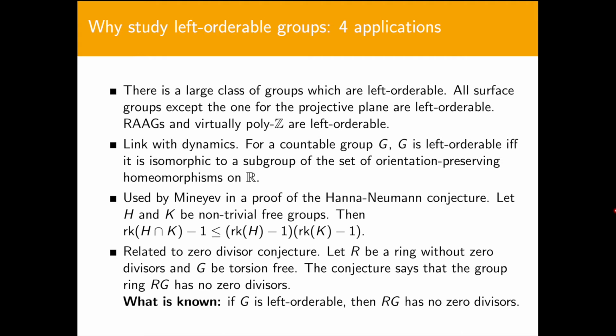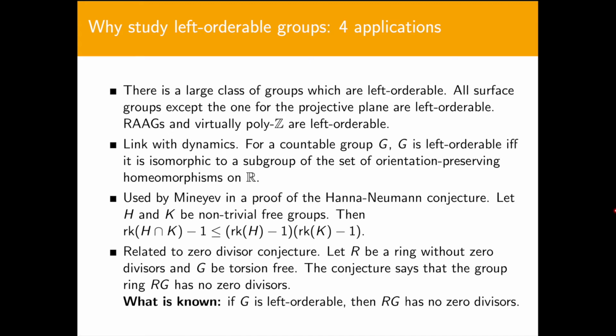First, there's a large class of groups which are left-orderable. For example, all surface groups except the one for the projective plane are left-orderable. RAAGs and virtually poly-Z groups are left-orderable. Second, we have a link with dynamics. A countable group G is left-orderable if and only if it's isomorphic to a subgroup of the orientation-preserving homeomorphisms on R. So if you didn't like the definition for left-orderable groups, maybe you can just think of our left-orderable groups as these subgroups.